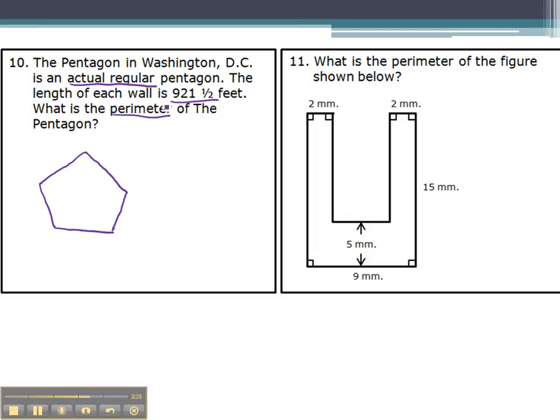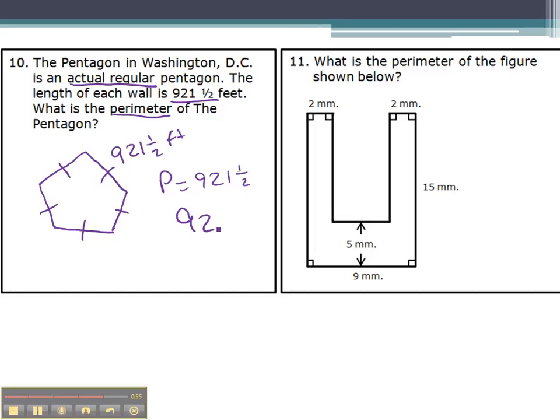And they said it's a regular pentagon, so we have to remember what that means. A regular polygon has equal sides. All sides are equal, and all angles are equal. Equilateral, equiangular. So if all sides are the same and each wall is 921.5 feet, we can find the perimeter by multiplying 921.5 times 5, because there are 5 walls. It's 921.5 plus 921.5 plus 921.5, but the easier way is 921.5 times 5.